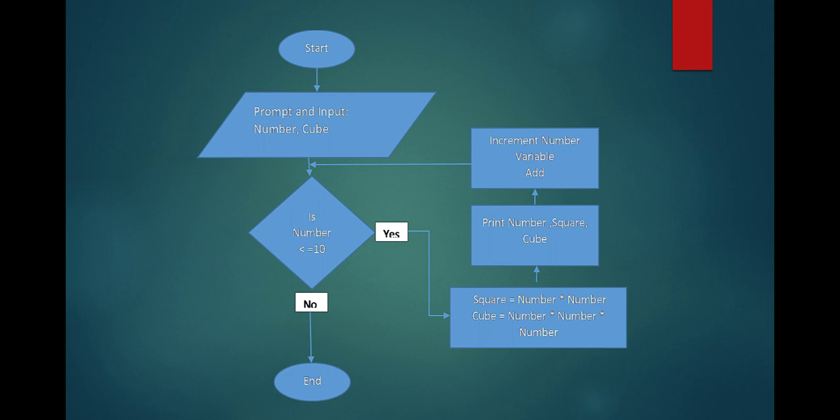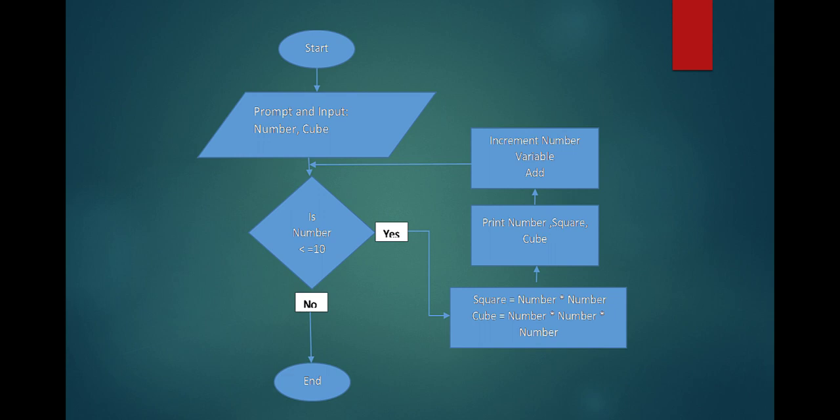So where it says an input, you might want to just overlook that. So it's just prompting the user number and cube, but not actually asking the user to input a number and a cube. It's just printing it on screen. Right?